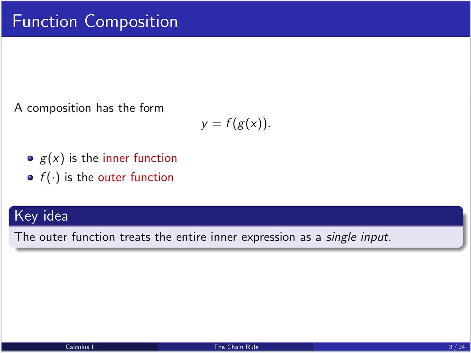Before we can use the chain rule, we need to be crystal clear on one concept, which is function composition. A composed function has this form: y equals f of g of x. There are two functions working here, one inside the other. This g of x is the inner function, and f is the outer function.